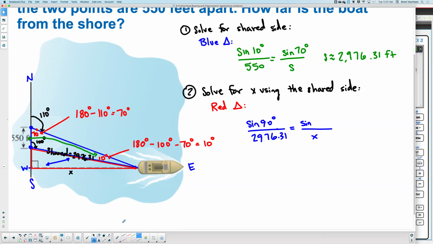You said 80. Where did you get 80 from? Every straight line has a total of 180 degrees. If 100 of them are right there, that would be 180 minus 100. And 180 minus 100 is 80. I agree. It's going to be sine 80 right there. Okay, type this in, solve. We'll have our answer.